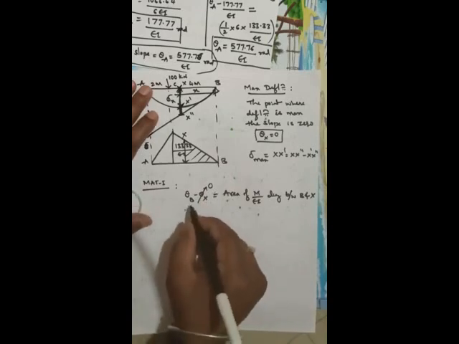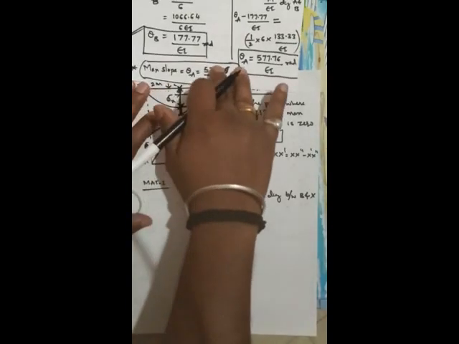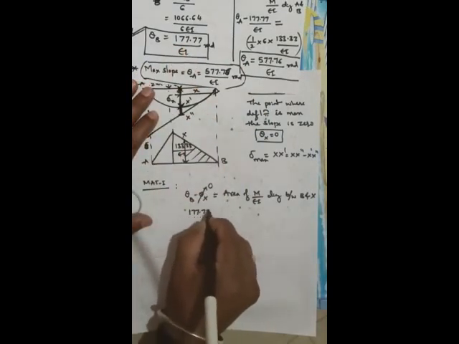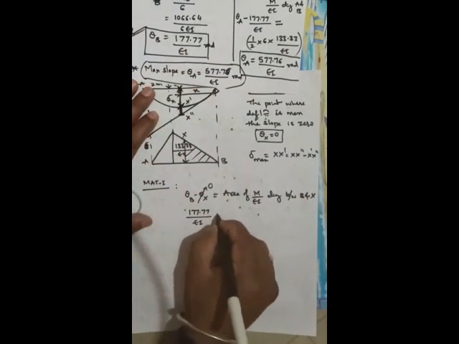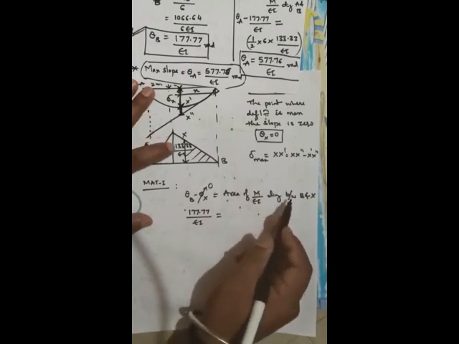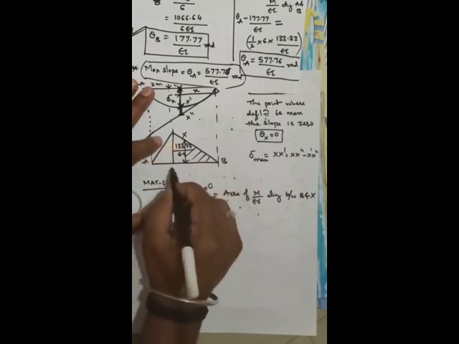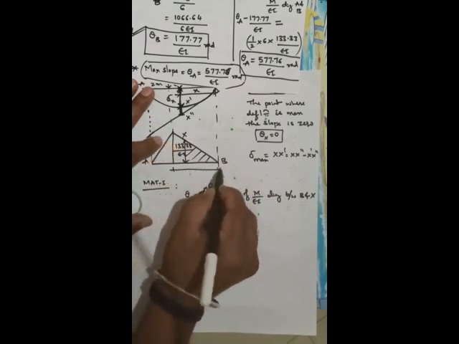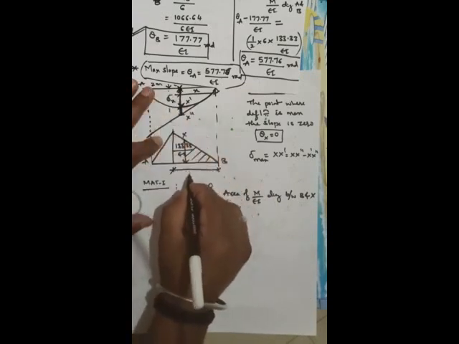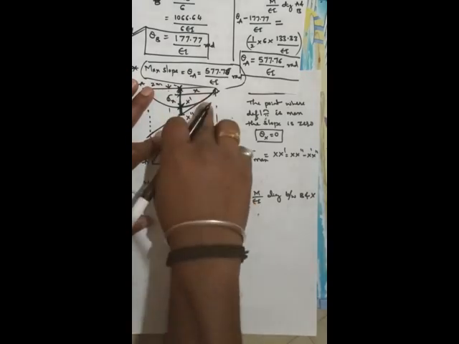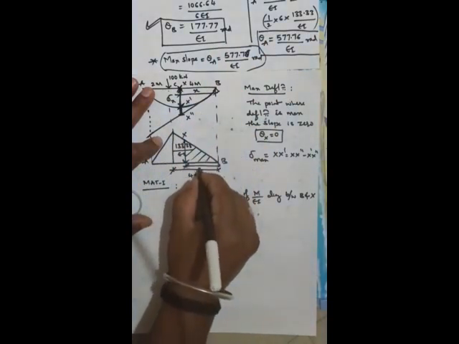So theta B you have already calculated, that is 177.77 by EI. This must be equal to the area of the M by EI diagram between B and x. So what is the area of this triangle? This is 4 meters in total. So this is how much you have considered at a distance x.